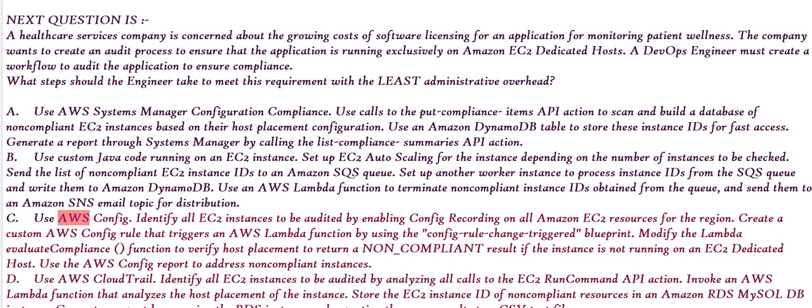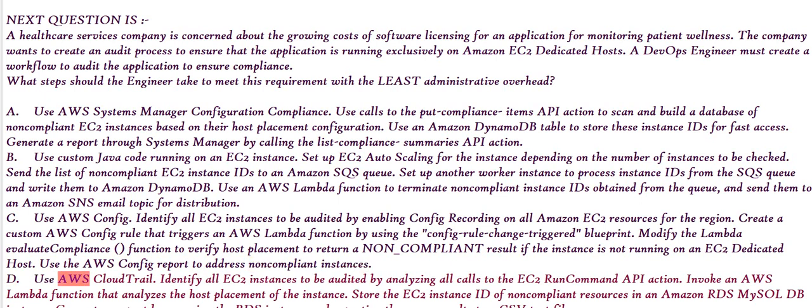C. Use AWS Config. Identify all EC2 instances to be audited by enabling Config recording on all Amazon EC2 resources for the region. Create a custom AWS Config rule that triggers an AWS Lambda function by using the config-rule-change-triggered blueprint. Modify the Lambda EvaluateCompliance function to verify host placement to return a non-compliant result if the instance is not running on an EC2 dedicated host. Use the AWS Config report to address non-compliant instances.